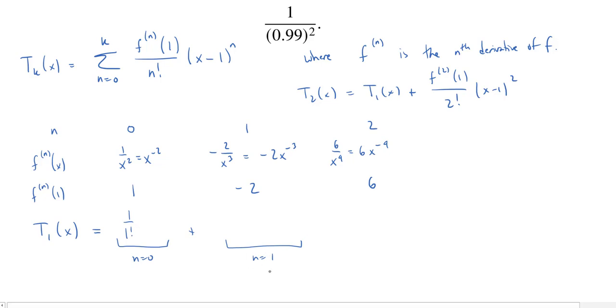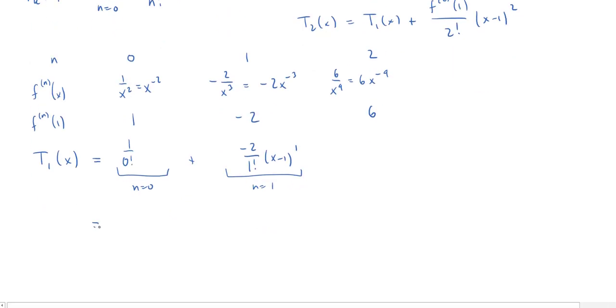How about the n equals 1 term? Now I take the first derivative at 1, which is negative 2. I divide it by 1 factorial. Oops, the previous one should have been 0 factorial, excuse me, which is still 1, of course. I divide this one by 1 factorial, and then I'll have x minus 1 to the 1.